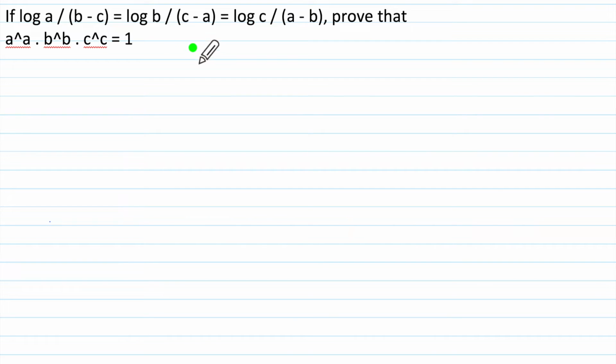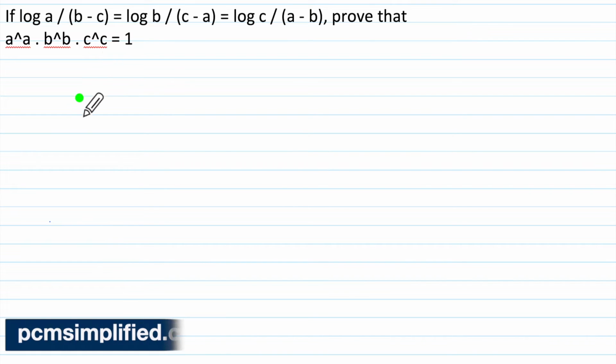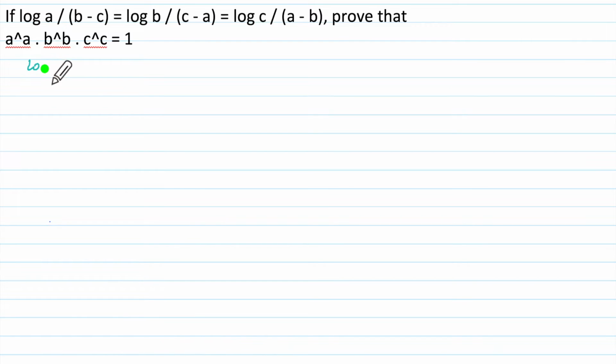A doubt from logarithm chapter. If log a upon b minus c is equal to log b upon c minus a is equal to log c upon a minus b, then prove that a to the power a into b to the power b into c to the power c is equal to 1. Now let us look at what is given. Let us write it down.